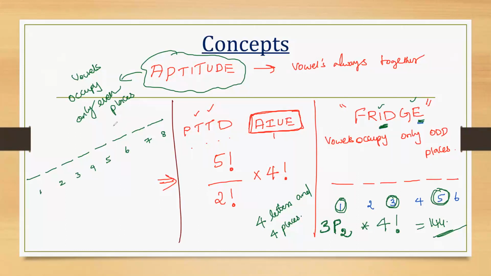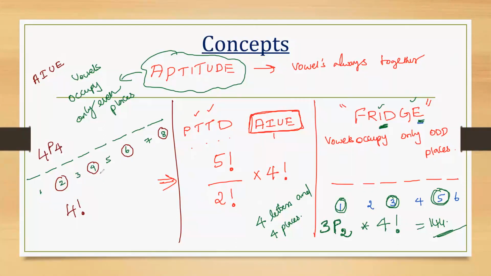Okay, so here we have vowels A, I, U, E. How many even places are there? 4 even places, right? So 4 even places, 4 letters. So 4 places, 4 letters. The answer is nothing but 4 factorial. Is it clear? Nothing but 4P4, right?